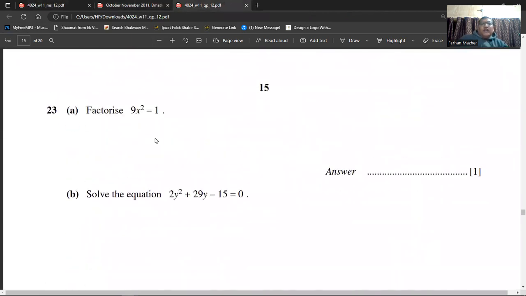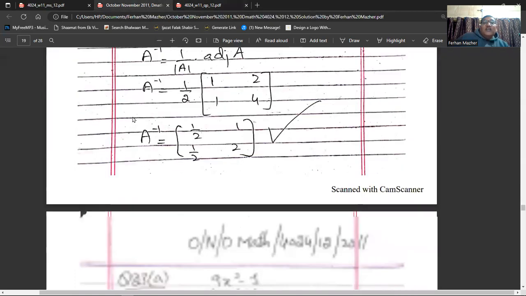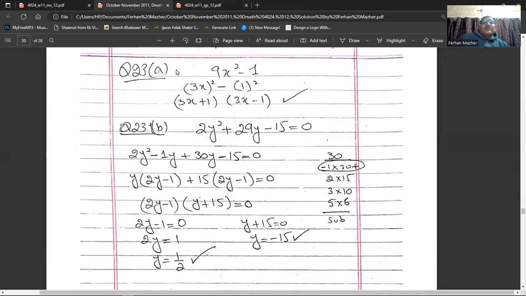Okay, question number 23, A part, factorize. Very simple. Two perfect squares and a negative between them. It's the difference of two perfect squares. 9x squared minus 1. So this is 3x whole square minus 1 square.